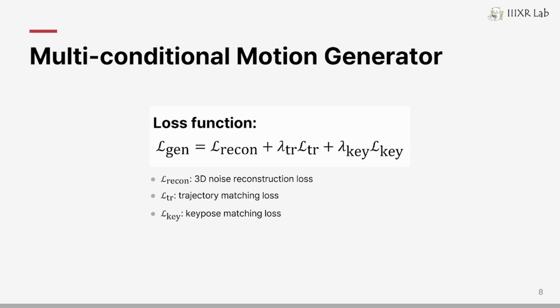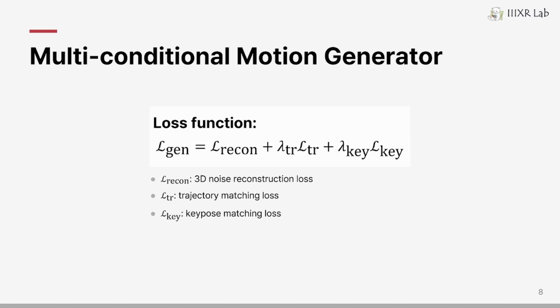The model is trained using a combination of three objective functions. The first objective is the reconstruction loss, which helps the diffusion model accurately recover the original motion by denoising 3D motion data during training. The second is the trajectory matching loss, which ensures that the generated motion follows the intended motion path defined by the 2D trajectory sketch.